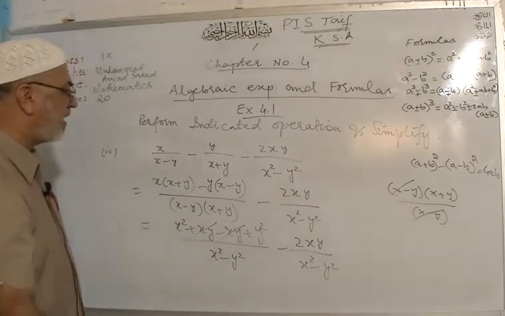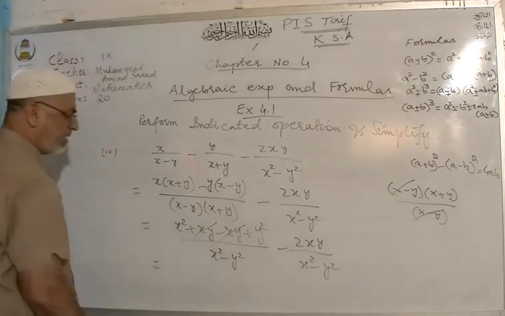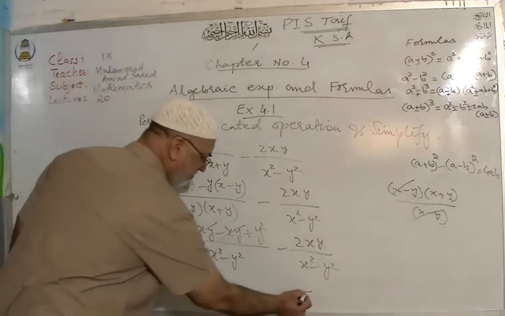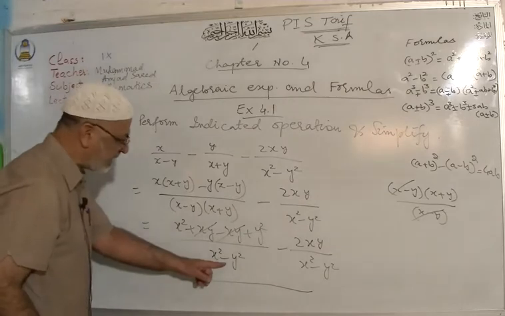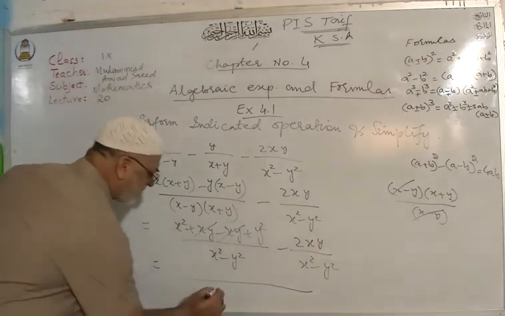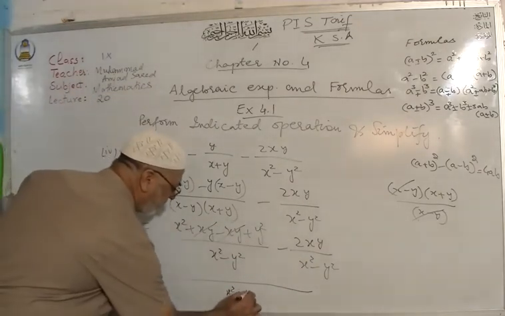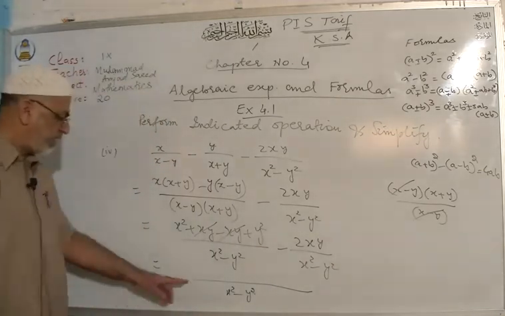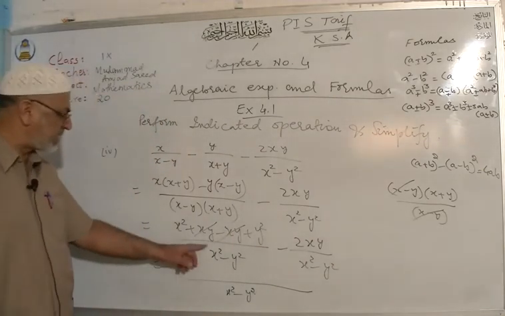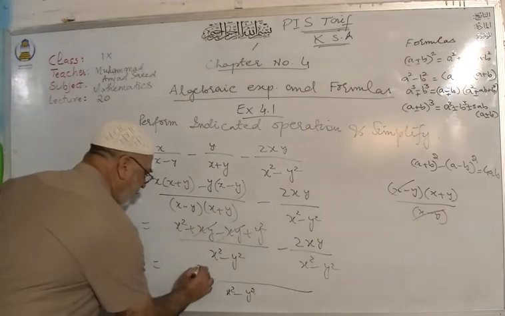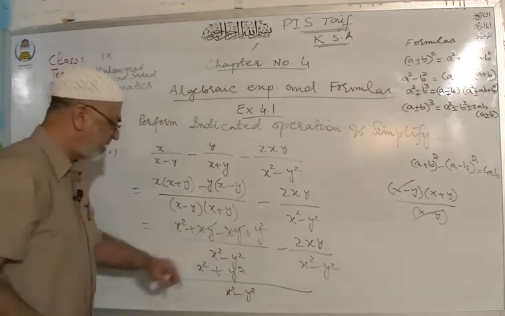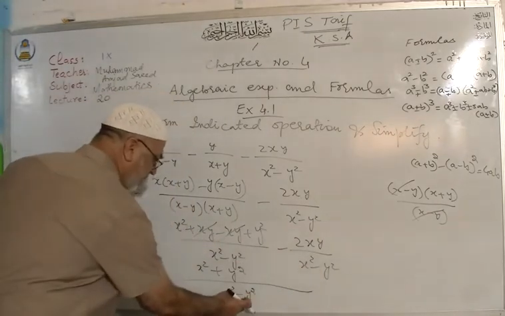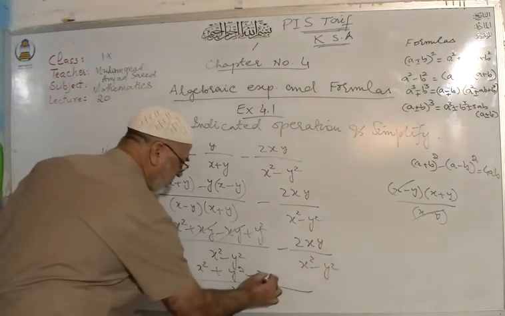Dear students, after that, what will you take? Again you will take the LCM x square minus y square, both, so you will write it one time. This is cancelled with this one, we are left with x square plus y square, and this is cancelled with this one, what is left? Minus 2xy.